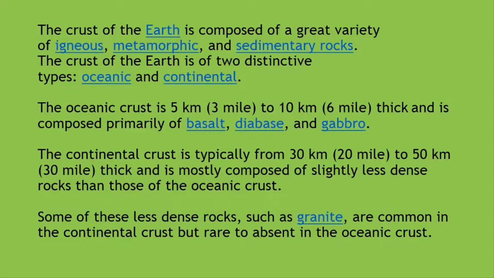The oceanic crust is 5 km or 3 miles to 10 km or 6 miles thick, and is composed primarily of basalt, diabase, and gabbro. The continental crust is typically from 30 km or 20 miles to 50 km or 30 miles thick, and is mostly composed of slightly less dense rocks than those of the oceanic crust. Some of these less dense rocks, such as granite, are common in the continental crust but rare to absent in the oceanic crust. With that, it's a wrap.